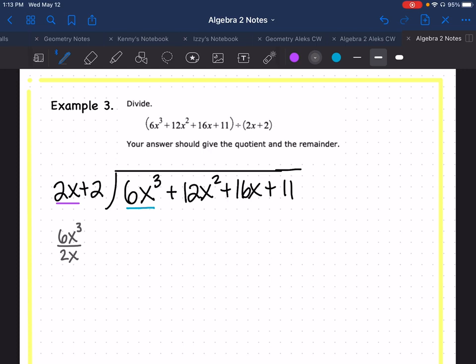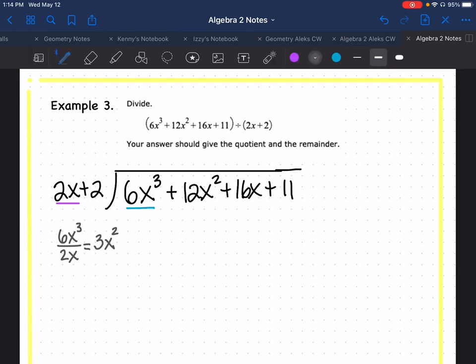So I always take the blue one and divide by the purple one. All right, so 6 divided by 2 is 3, and x to the third divided by x would be x squared. Think of it this way. There's 1, 2, 3 on the top. There's 1 on the bottom, so only one pair of the x's would cancel out, leaving you with 2.